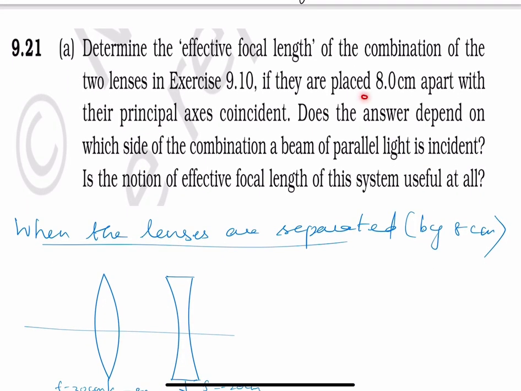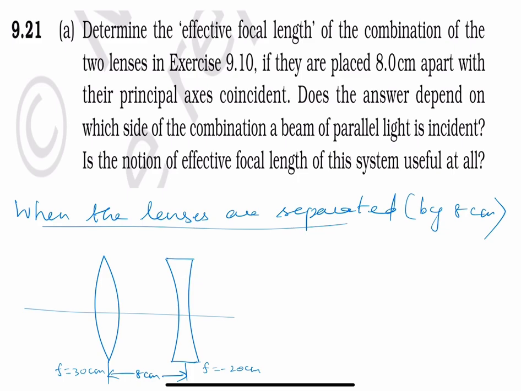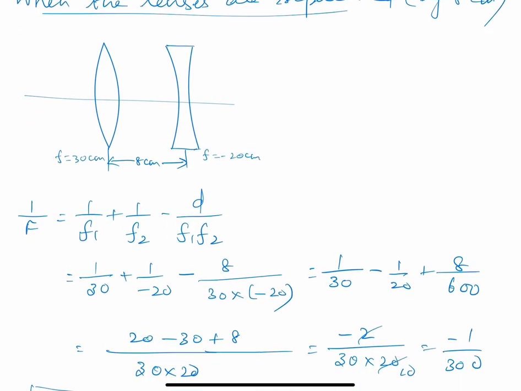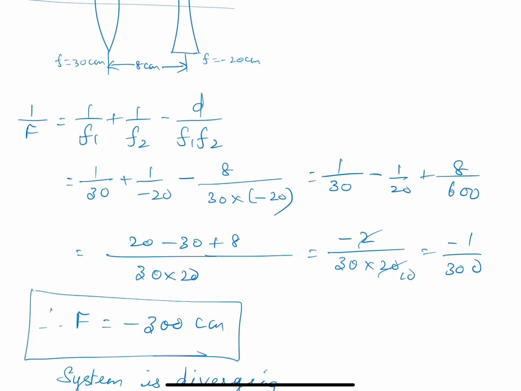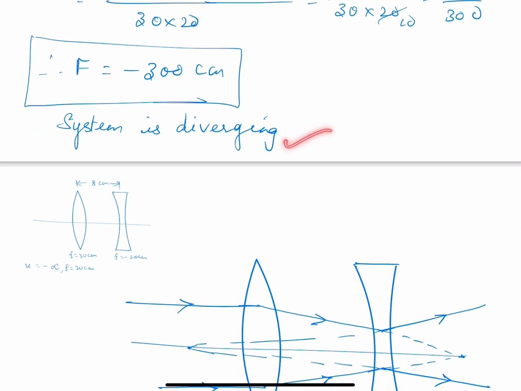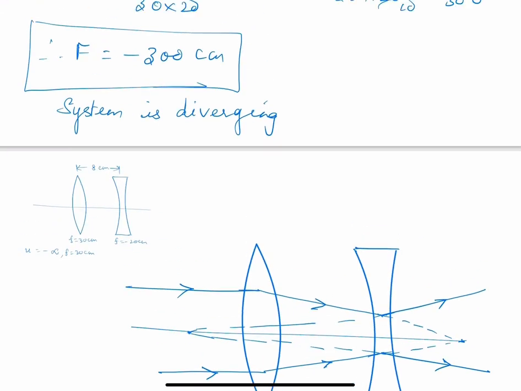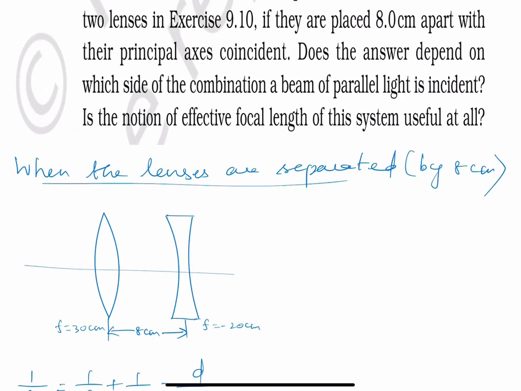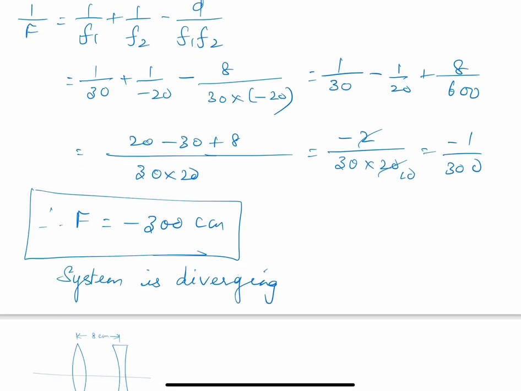Here we are told that both the lenses are placed 8 cm apart. Find their effective focal length using this formula, where d is the separation. So substitute all the values. We find it as minus 300 centimeter, which means it's a diverging system of lenses. Now we are asked, does the answer depend on which side of the combination a parallel beam of light is incident?